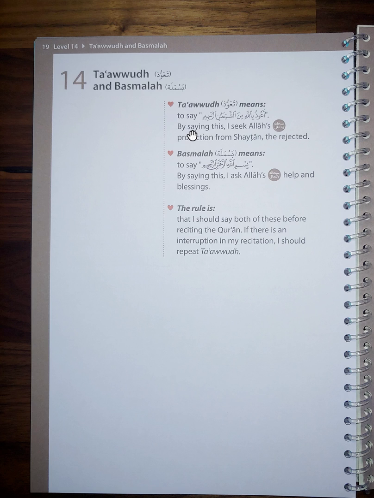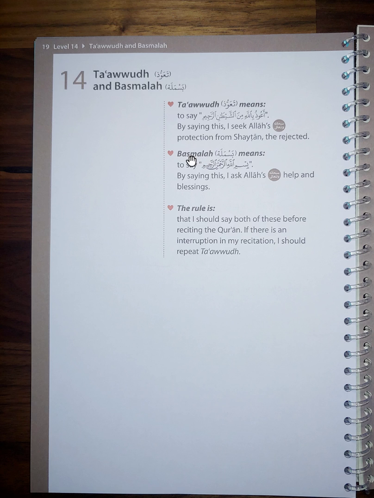So let me try to explain what these three paragraphs are saying and read them for you. Ta'awudh means to say A'udhu billahi minash shaitanir rajim. By saying this, I seek Allah subhanahu wa ta'ala's protection from shaitan, the rejected. What that means is, by saying it, we are asking Allah to protect us from shaitan.